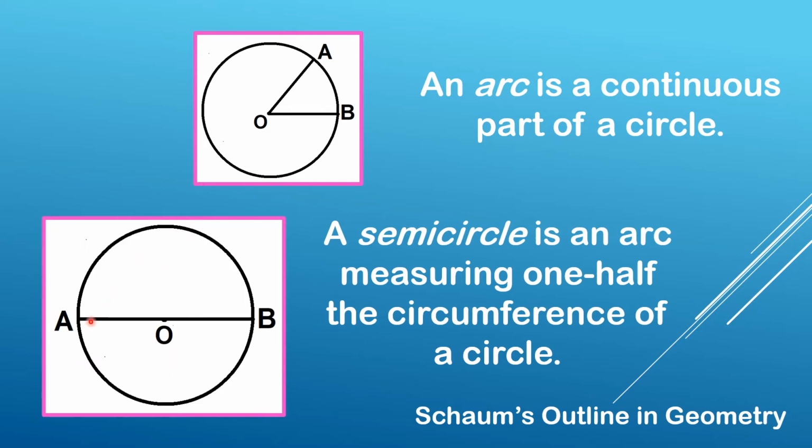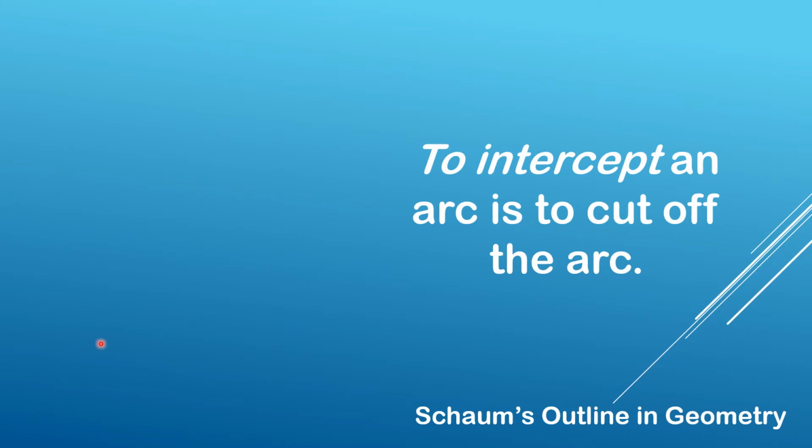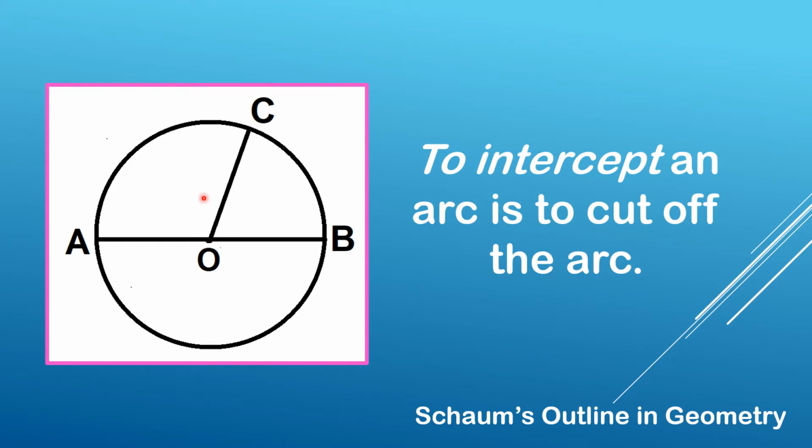So if we have here this particular line segment, then this arc here, which is 1/2 of the whole circumference, is a semicircle, and also this arc is a semicircle. To intercept an arc is to cut off the arc. As you notice here, this is a semicircle, and if we cut off that arc using a radius, then we intercepted that arc. So we intercept arc BC.